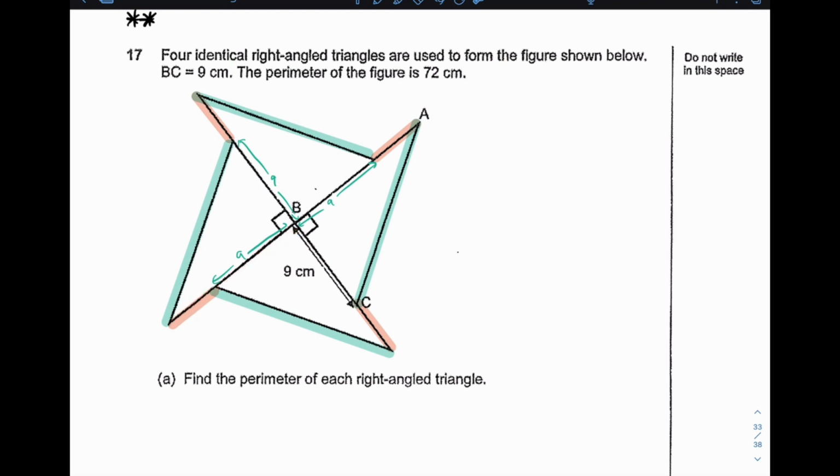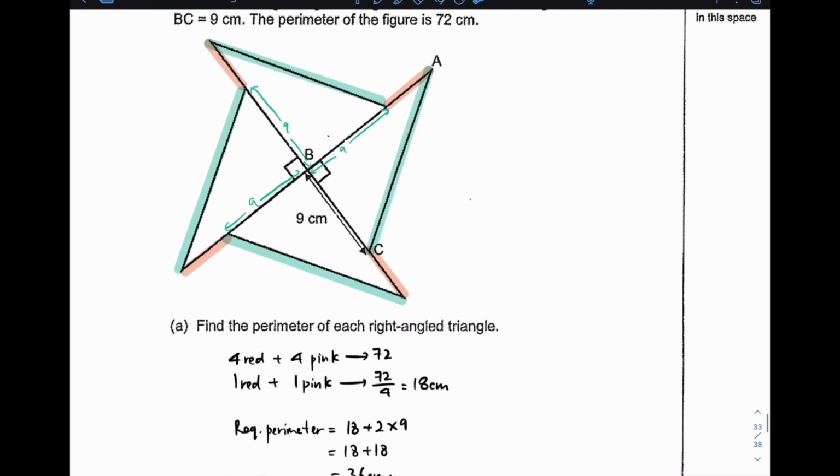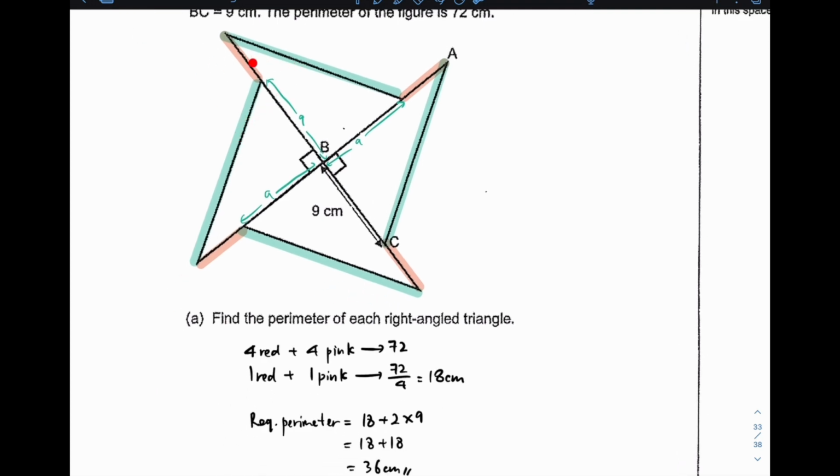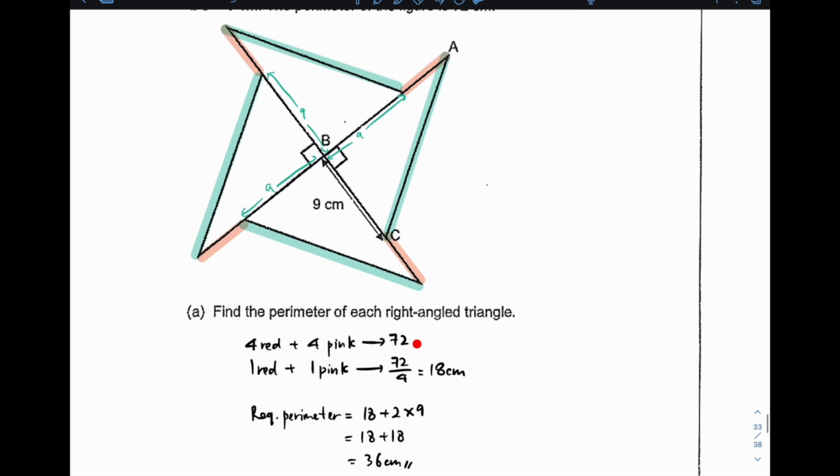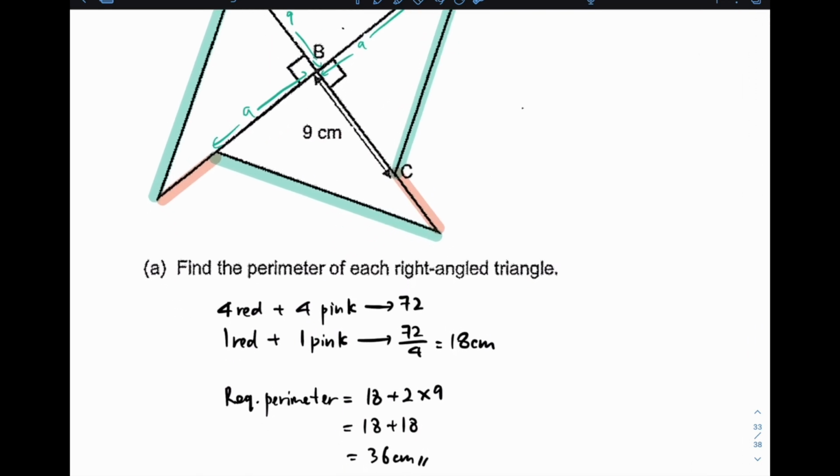Now, given that the perimeter is 72, I can therefore say 4 greens and 4 reds, right? 1, 2, 3, 4. 1, 2, 3, 4. 4 reds and 4 pinks give me 72. Now, what's 1 red and 1 pink? I'll just divide that by 4. That's 18 centimeters. Now, do you notice that the perimeter of one triangle is basically 1 red, 1 green, and 2 nines? That is the perimeter of one such triangle. 1 green, 1 red, 2 nines. Therefore, it's going to be 18 plus 2 nines.